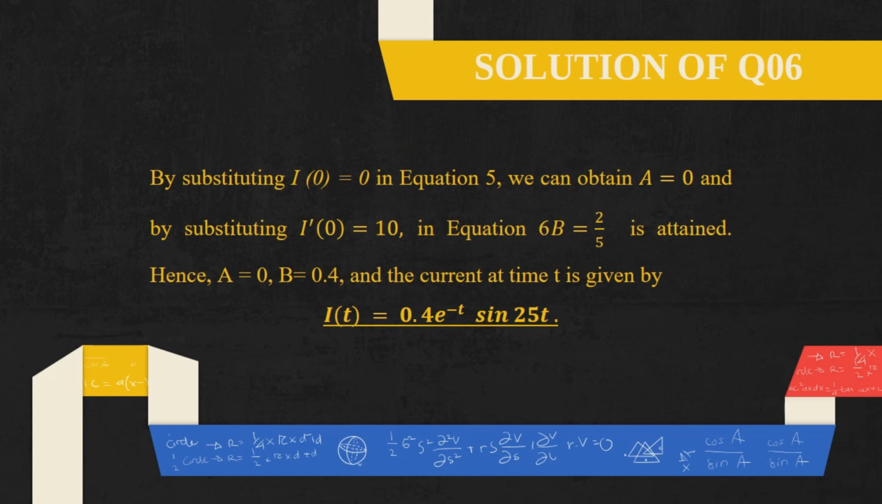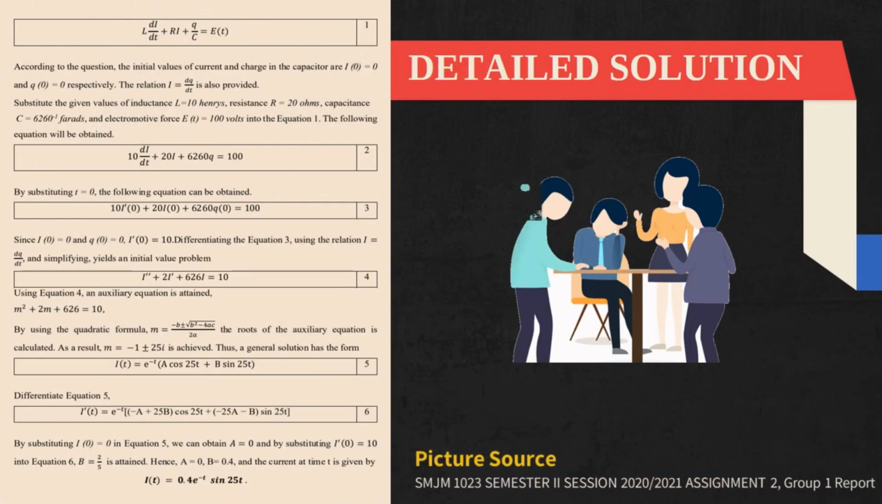By substituting t equals 0 and I equals 0 in equation 5, we get A equals 0. And by substituting t equals 0 and I prime equals 10 in equation 6, B equals 2 over 5 is attained. Hence, A is 0, B is 0.4. And the current at any time is given by the equation I(t) equals 0.4 e to the power of -t sin 25t. Here I've included a detailed solution for question 6 using method A.